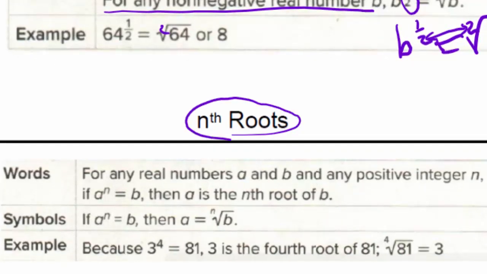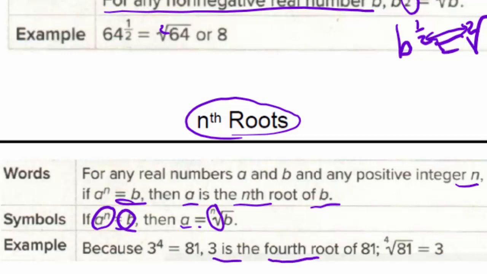Now if we want to talk about nth roots, for any real numbers a and b and any positive integer n, so we have to make sure we have positive integers for n here. If a to the n is equal to b, then a is the nth root of b. That's what we're talking about. Because 3 to the 4th equals 81, 3 is the 4th root of 81, and we put a little 4 in our index, and we end up with the 4th root of 81 equaling 3.